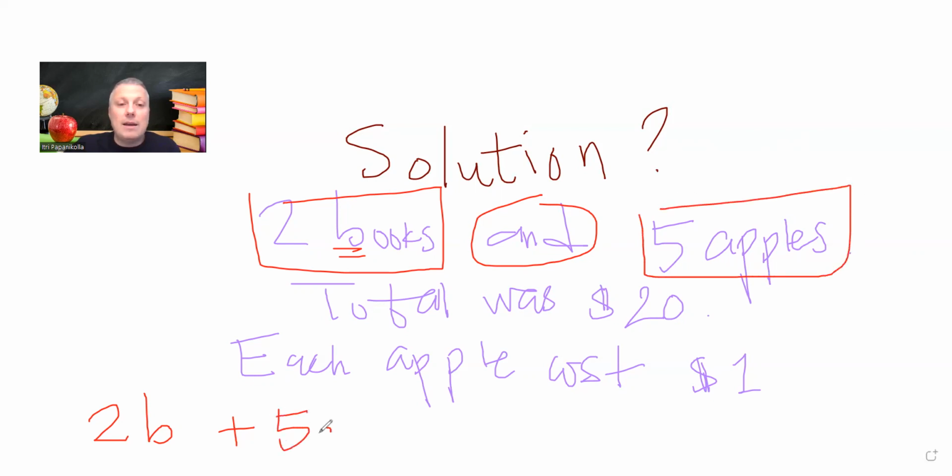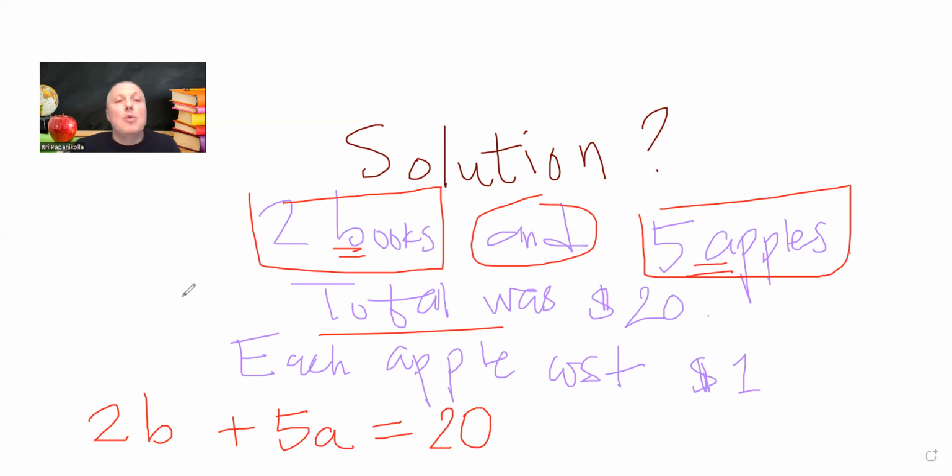So 5A, the first letter of the word, or you can use X and Y, A and B, C and D, any variables you like. Total is the word equal. So everything is equal to $20. There is the $20 total. We grabbed 2 books and 5 apples. Together, they cost $20. We give the cashier $20. But we were wondering, how much did I pay for the books?